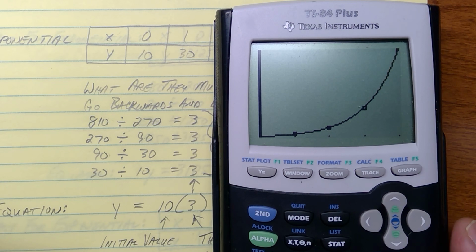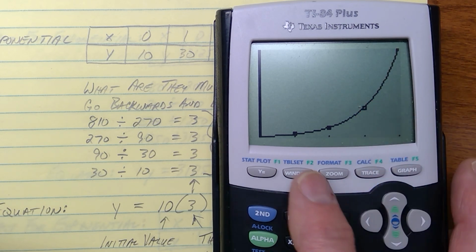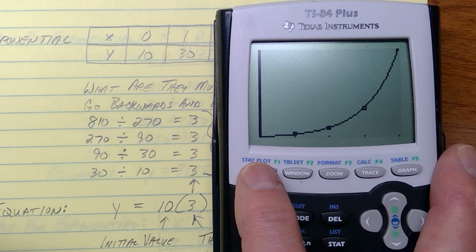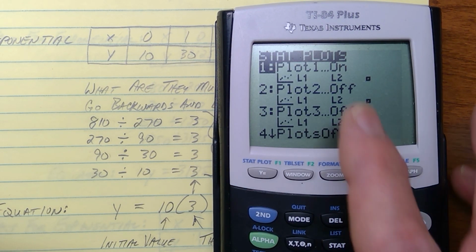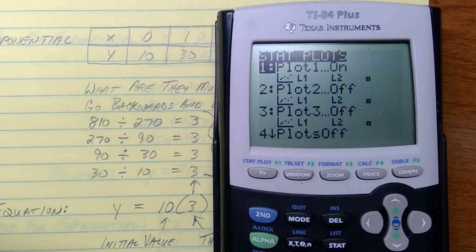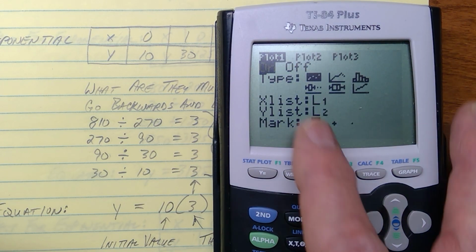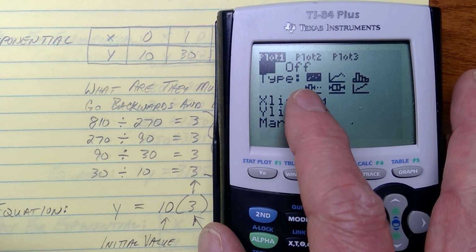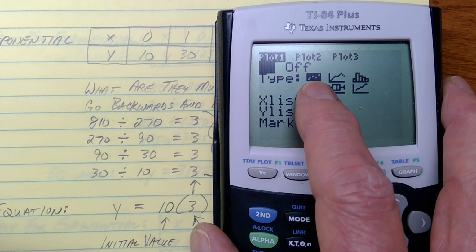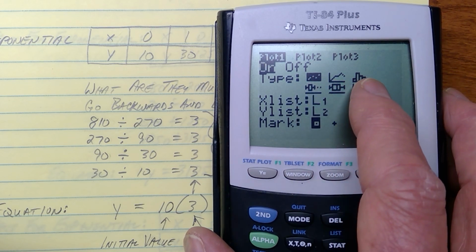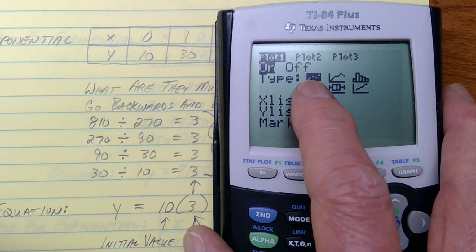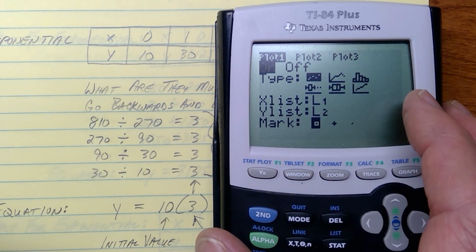All right, now if you're not getting the same dots that I am, you set all that up right here in stat plot. So I go to second stat plot. I want to deal with plot 1, so I choose it. I have it turned on, and I chose the type right here, which is a scatter plot. It just has a bunch of dots on your graph. You can also do bar graphs and box and whisker graphs. We're just going to choose regular old dots.